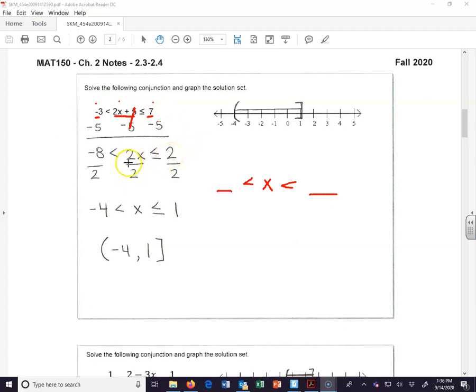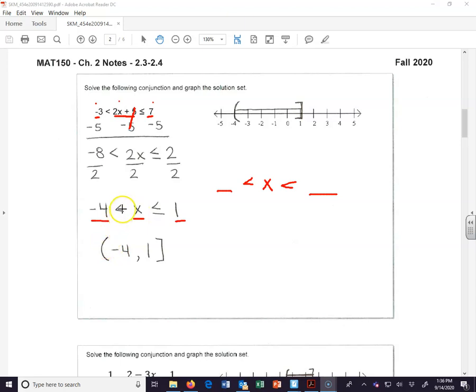Then the last thing we need to do to get x by itself is divide by 2. So -8 divided by 2 is -4. 2x divided by 2 is x. And 2 divided by 2 is 1. So we're left with -4 less than x less than or equal to 1. So x is going to be between -4 and 1.